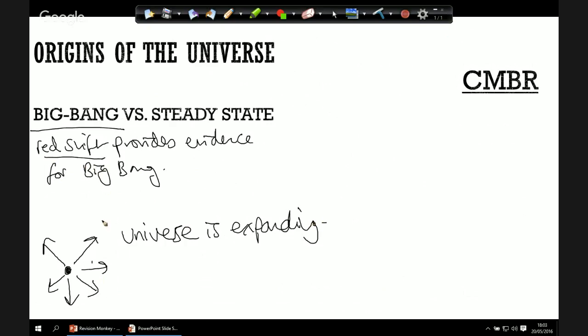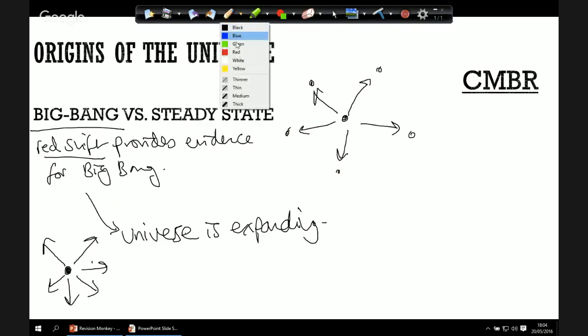The red shift tells us that the universe is expanding and the galaxies are moving further and further away from each other. Now, the reason this provides evidence for the Big Bang is because if galaxies are now moving away from each other, then if we were to look back in time, we would realize that actually, if we reverse this idea, they must have once come from exactly the same place. So that's what they think.